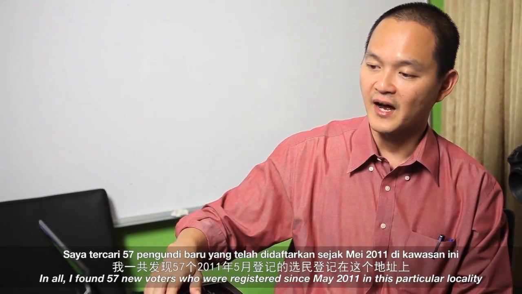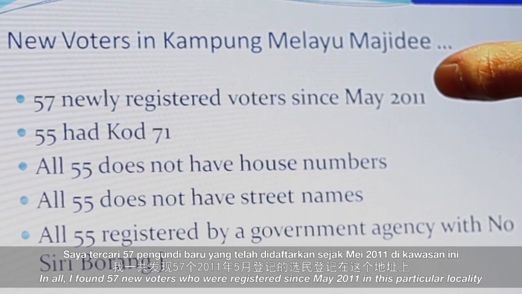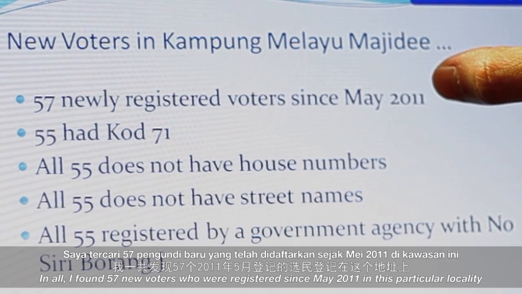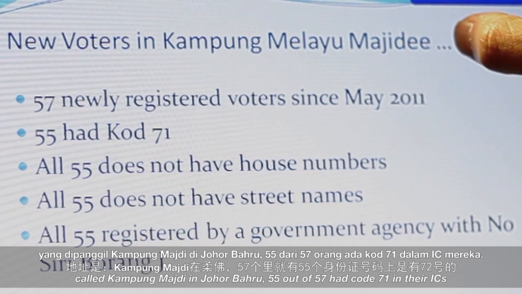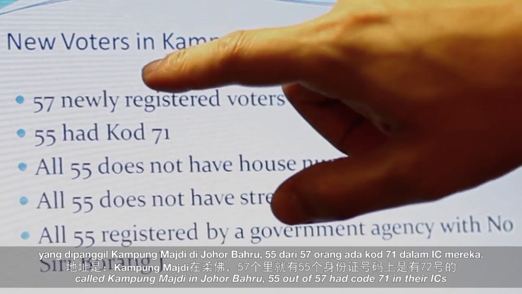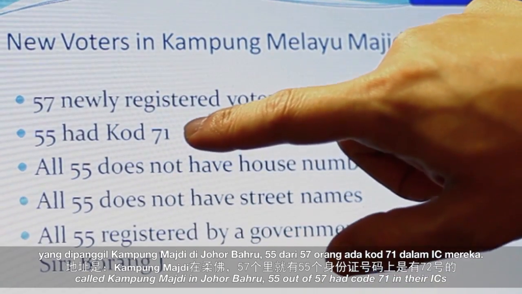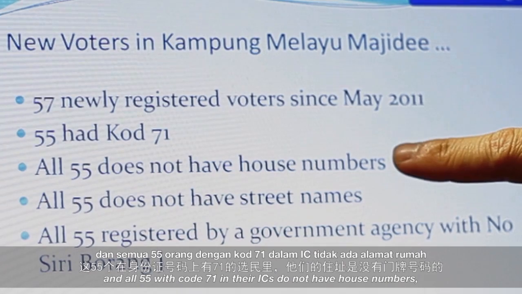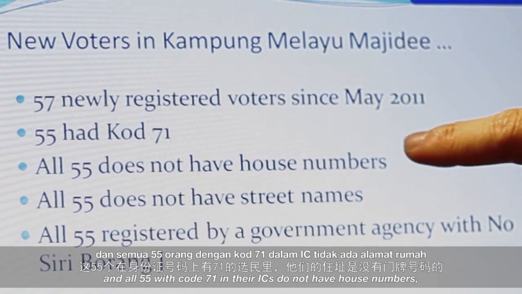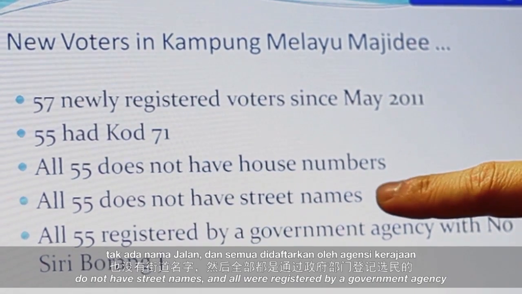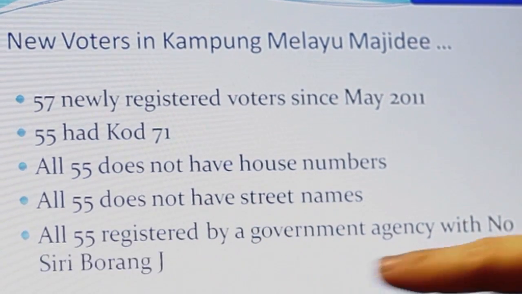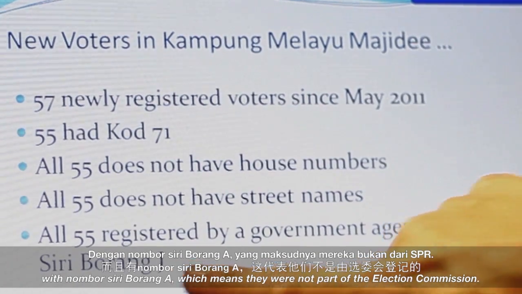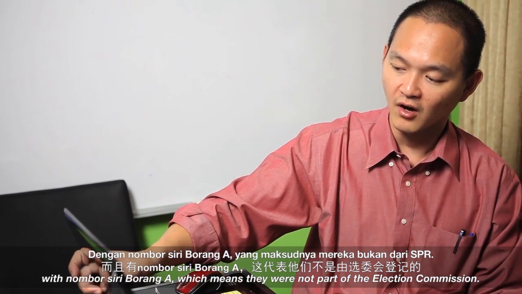In all, I found 57 new voters who were registered since May 2011 in this particular locality called Kampung Melayu Majidi in Johor Bahru. 55 out of 57 had code 71 in their ICs, and all 55 with code 71 in their ICs do not have house numbers, do not have street names, and all were registered by a government agency with Nombor Siri Borang J, which means that they were not part of the Election Commission.